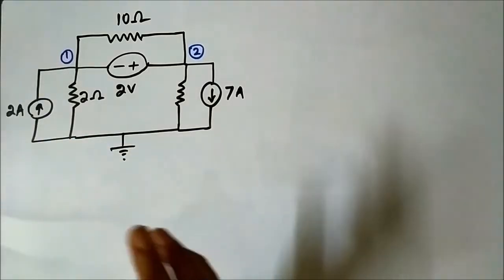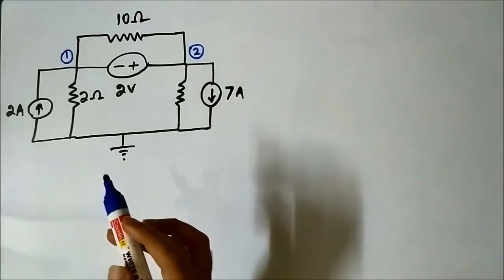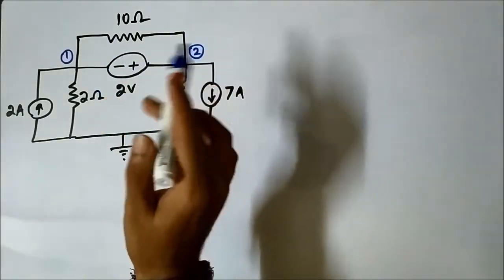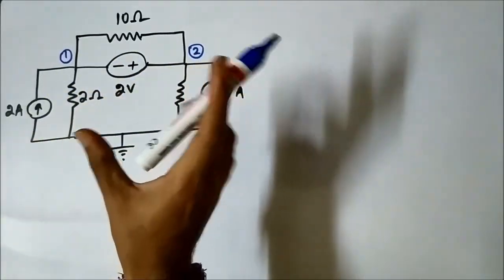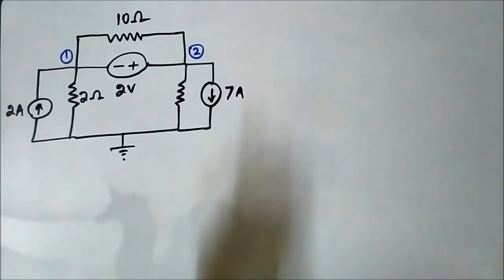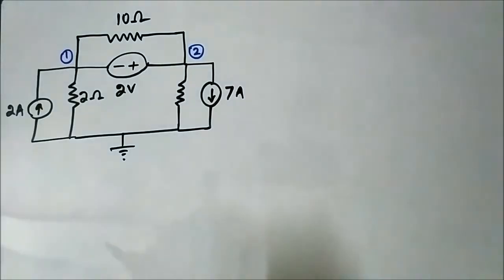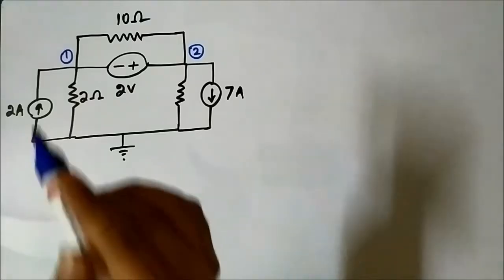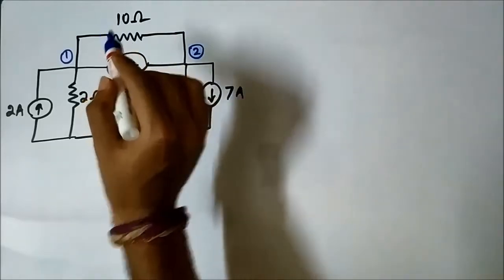From the concept of supernode we understood that when an independent or dependent voltage source is connected in between two nodes, those two nodes combined together form the supernode. Now here we have this 10 ohm resistor which is connected across the supernode.